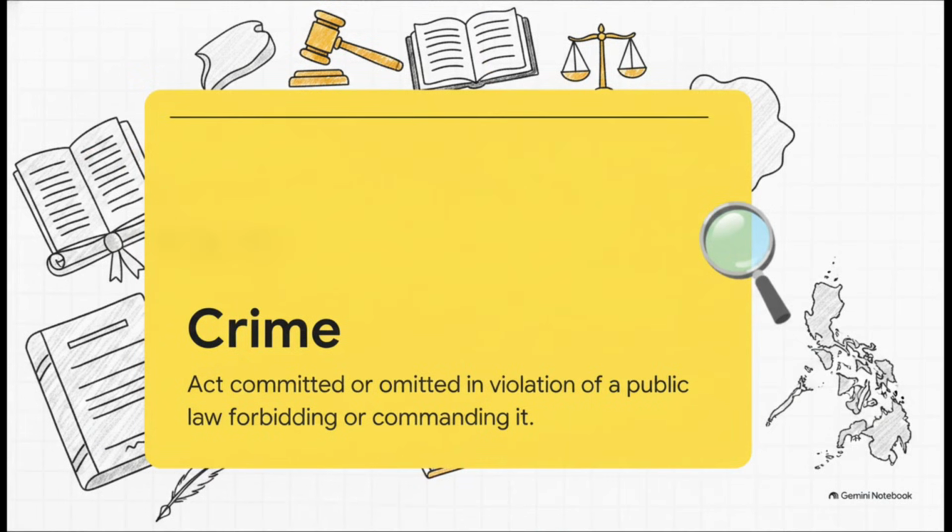And what about a crime itself? You know, a crime isn't just something that feels morally, ethically, or socially wrong. For an act, or even an omission, failing to do something, to be an actual crime, it literally must violate a written public law that either forbids it or commands it. Bottom line, if there's no written law against it, there is no crime.